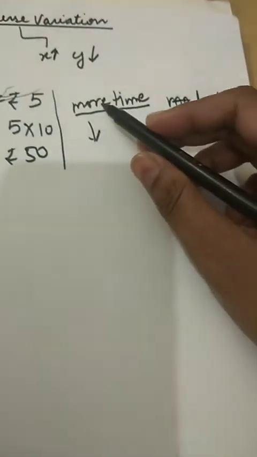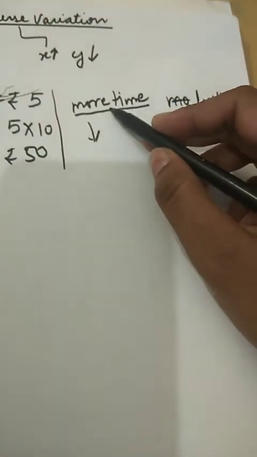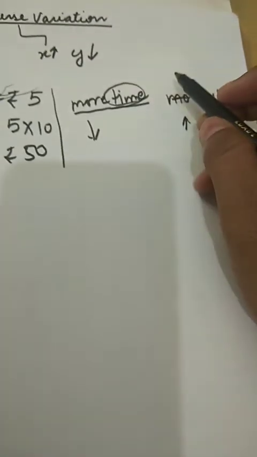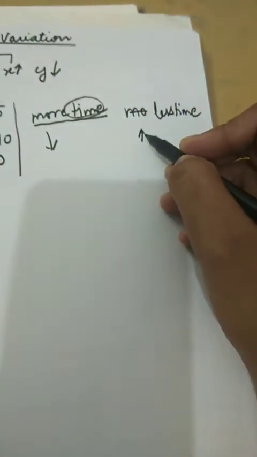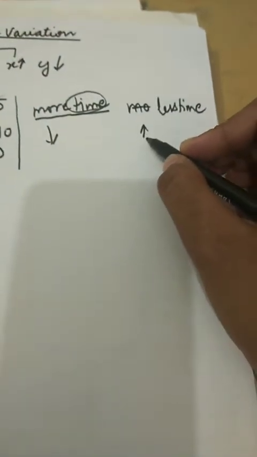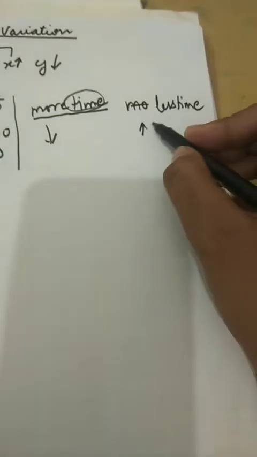So when the number of persons is less, the time taken to complete a work will be more, and when the number of persons is more, the time taken to complete the work is less. So here the time will be less.